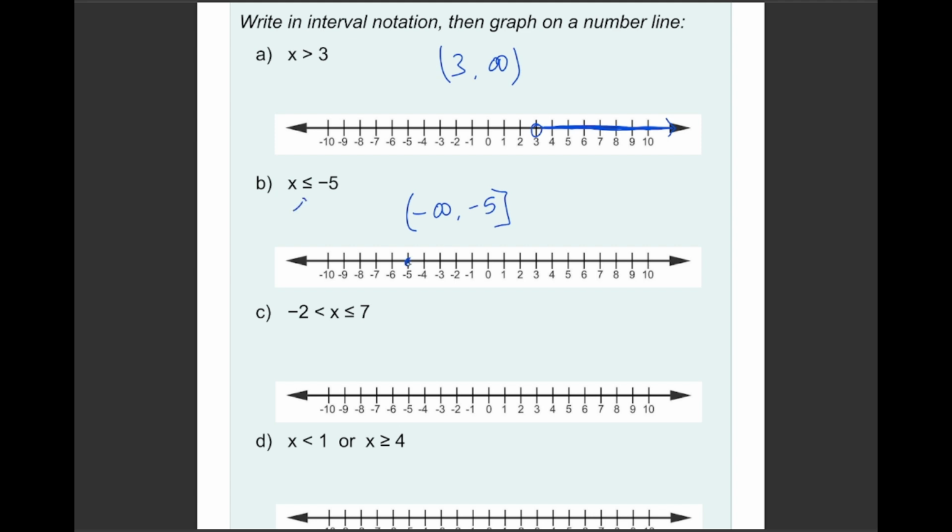So then at -5, I'm going to draw a closed circle. We're including -5, so we're closing it. And I'm going to shade everything to the left of -5. And that is how we represent that inequality.